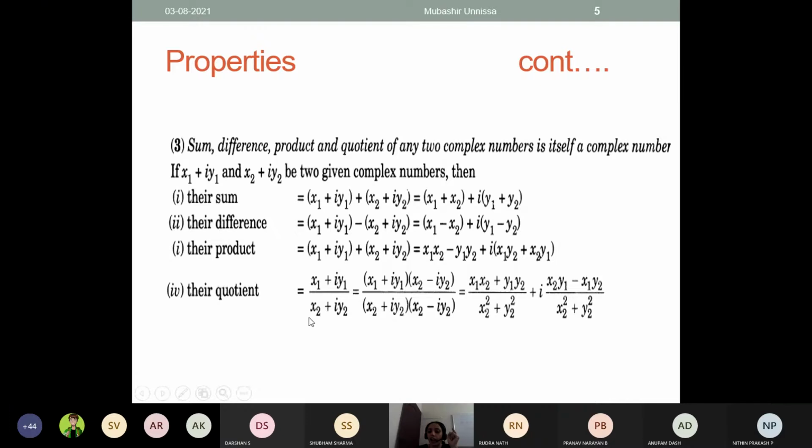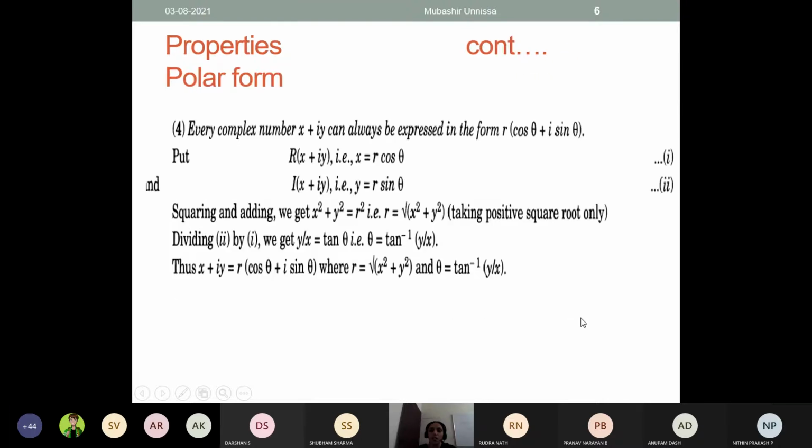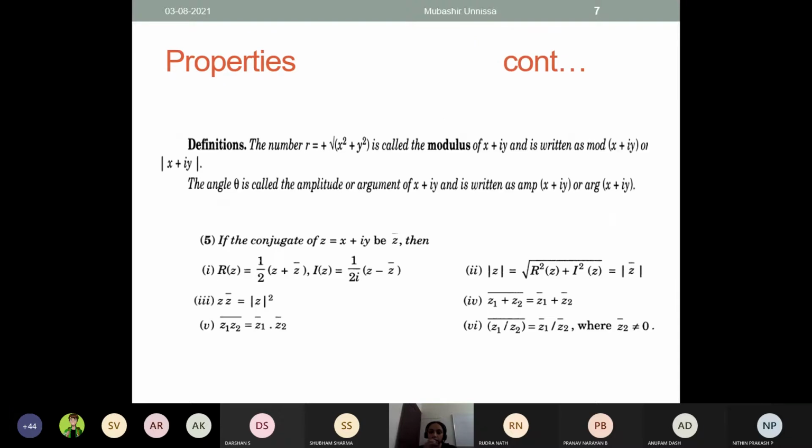See here, I have x2 plus iy2. I'm multiplying by x2 minus iy2, both the numerator and denominator, then splitting the terms. This is the way you can do the division in complex numbers. And we also saw the polar form yesterday. So what was x and what was y, what is r square and other things, we saw in the last class. Now this is the thing mainly I want you to remember, because we are going to use these operations again and again.